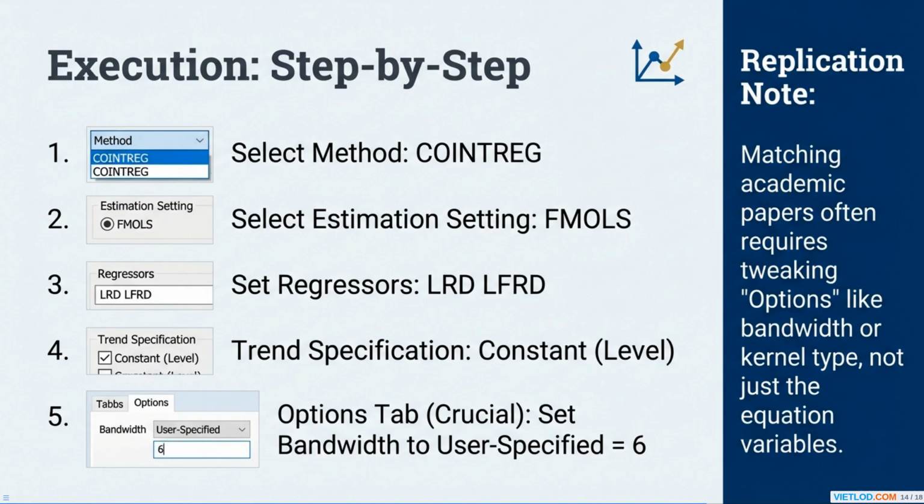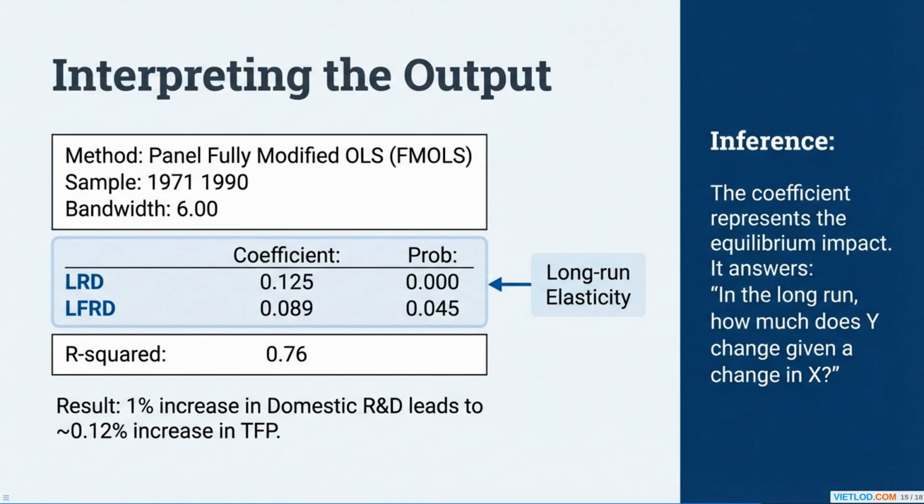This slide outlines the step-by-step execution for our analysis. First, select the method as Cointegreg. Second, choose the estimation setting as FMOLS. Third, set the regressors to LRD, LFRD. Fourth, specify the trend specification as constant level. Finally, and this is crucial, navigate to the Options tab and set the bandwidth to user-specified equals 6. It's important to remember that replicating academic papers often involves fine-tuning these options, such as bandwidth or kernel type, beyond just the basic equation variables.